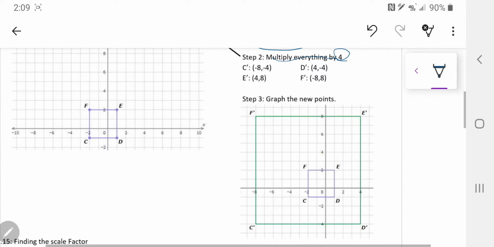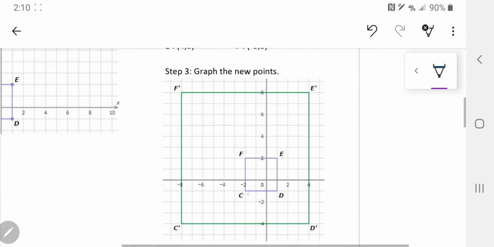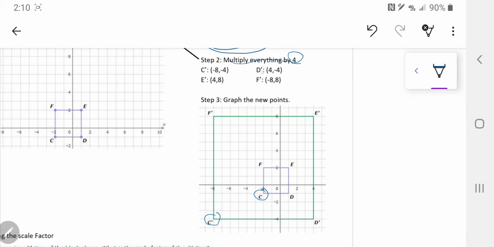Okay. This is called C prime. The prime means the image, so it's the second one. So if you ever see just this picture here with the 2 squares in it, you can know that this is the original and this is the after. Okay, so all I did was I took these points and I graphed them and then I connected them. And that's the same for every single one.